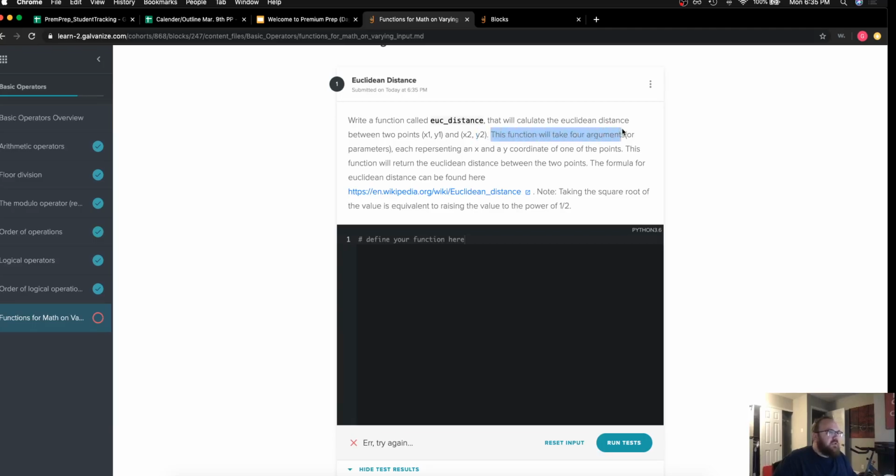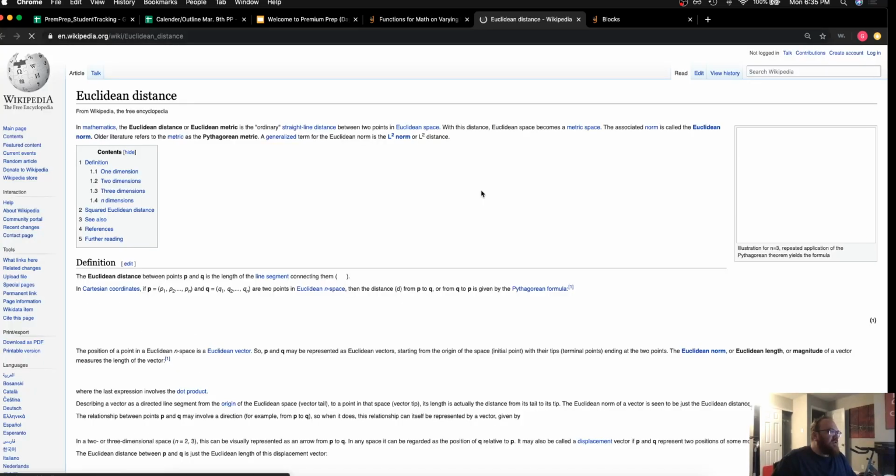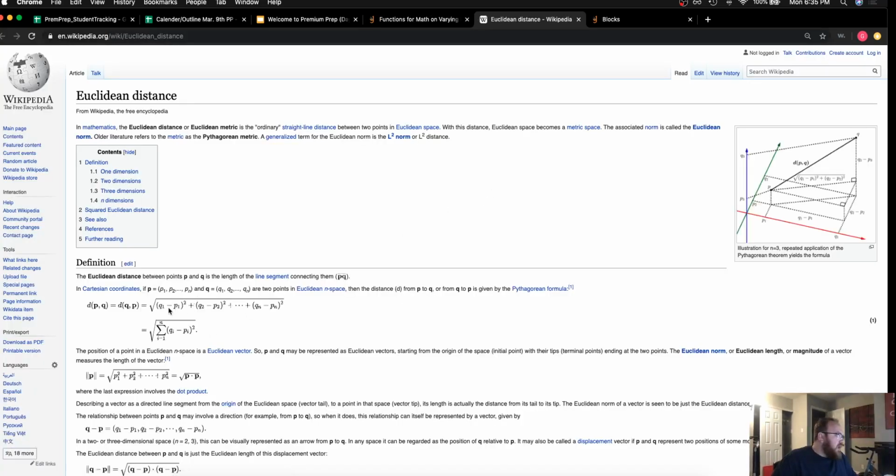And we're going to say this function takes 4 arguments representing the x and y coordinate for each of the 2 points. The function will return the Euclidean distance between those 2 points. We can find the formula here on Wikipedia, right?